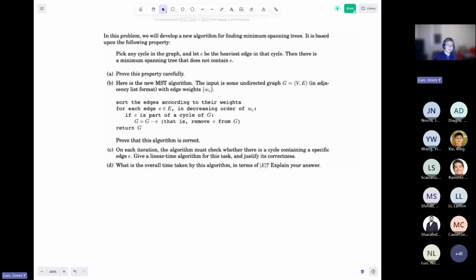In this problem, we will develop a new algorithm for finding minimum spanning trees. It is based upon the following property. Pick any cycle in the graph and let E be the heaviest edge in that cycle. Then there is a minimum spanning tree that does not contain E. Okay, so that is the cycle property. Okay. So we want to prove this property carefully.